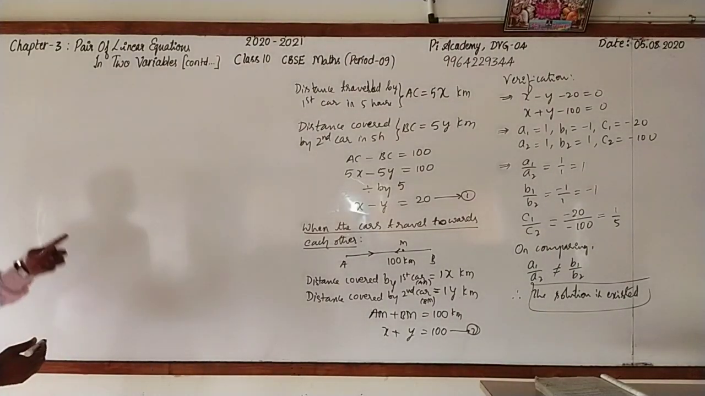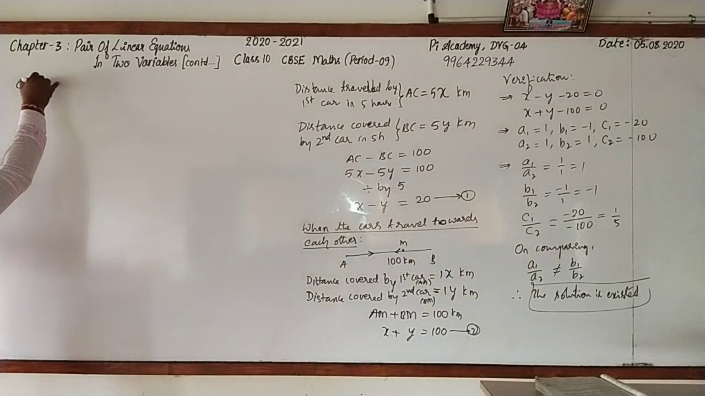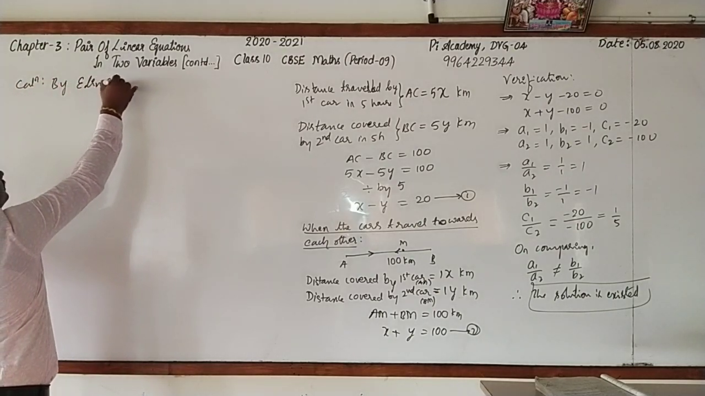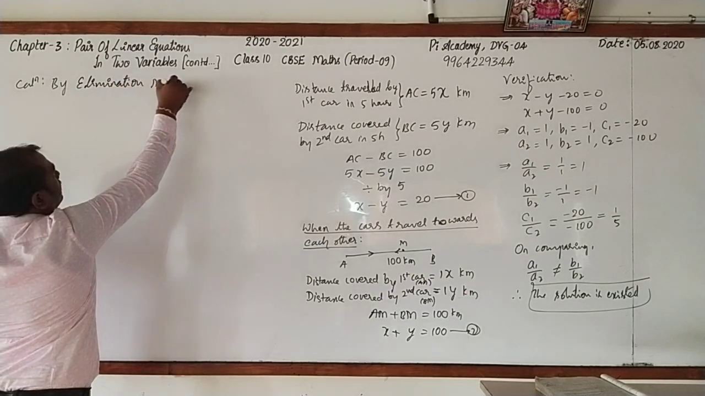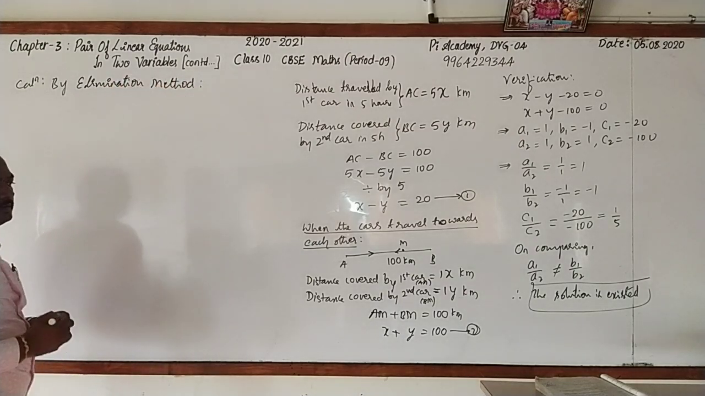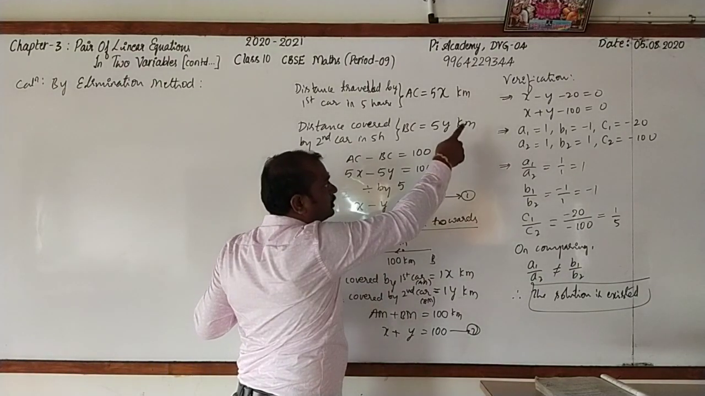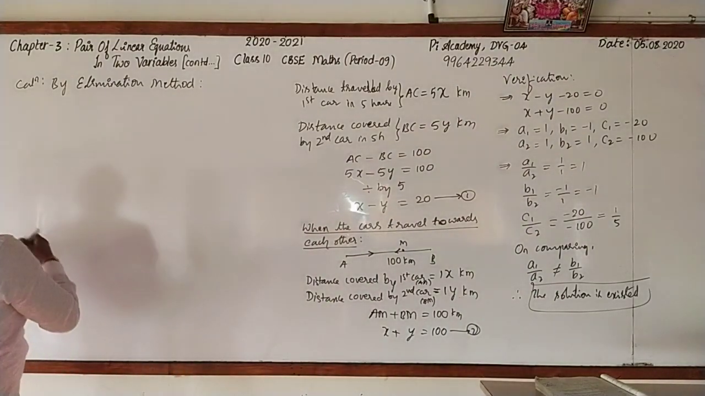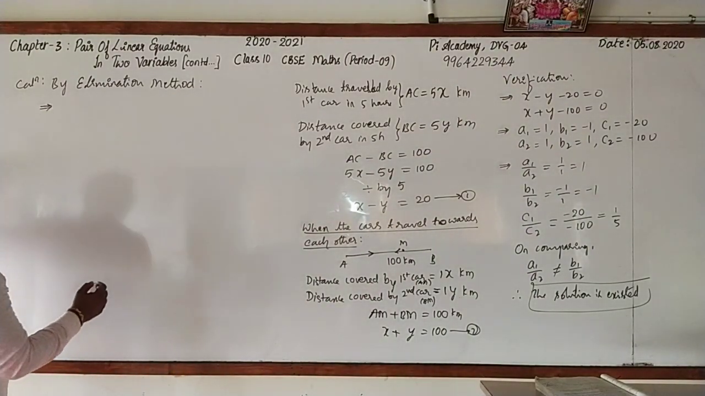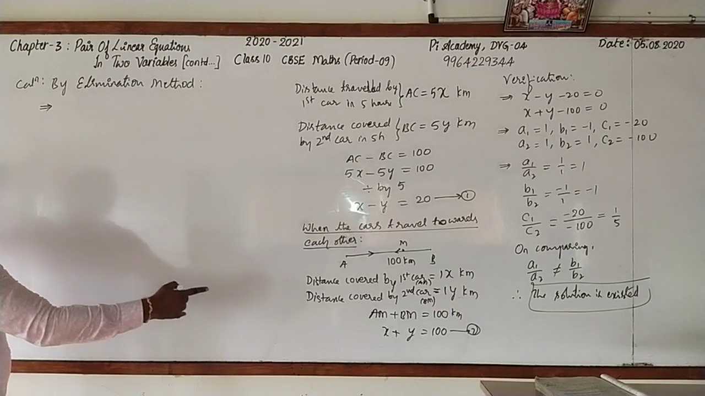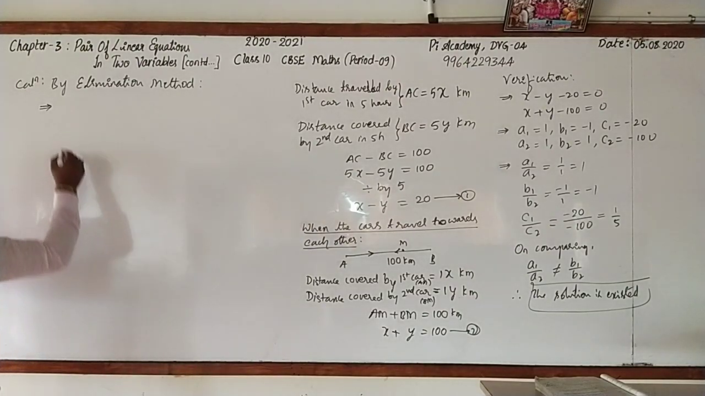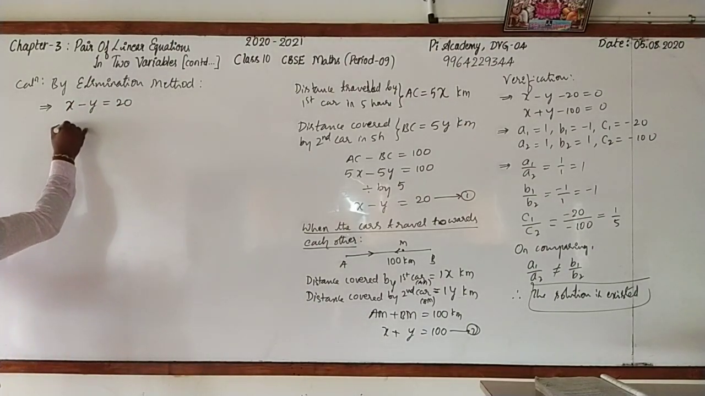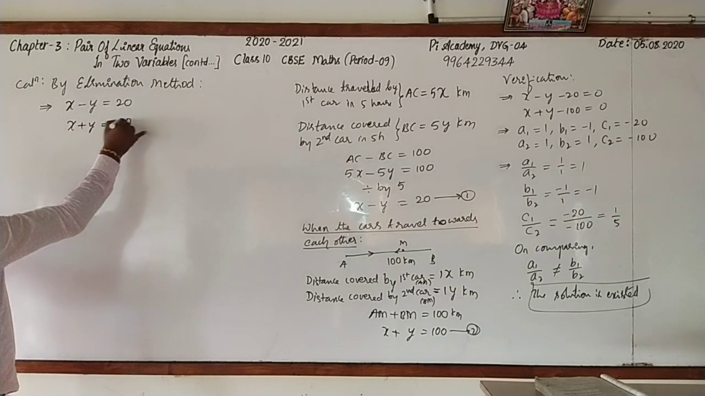Now let's go for solving. Calculation. Which method? Simple one, by elimination method. Let us write both the equations as they are, because the coefficient of x in both is the same and for y it is just 1. Hence we can write them directly. Equation 1 is x minus y equal to 20. Equation 2 is x plus y equal to 100.